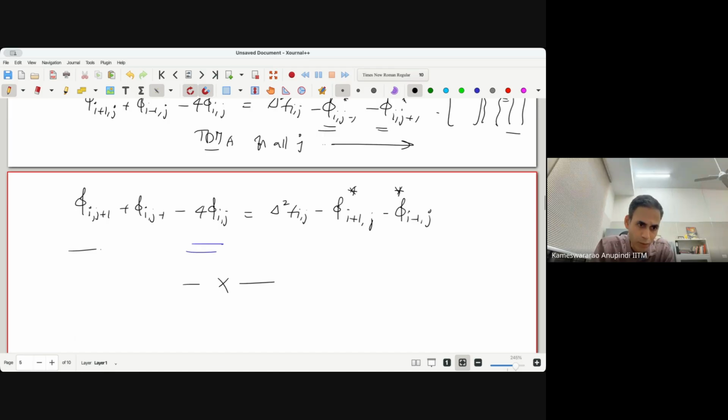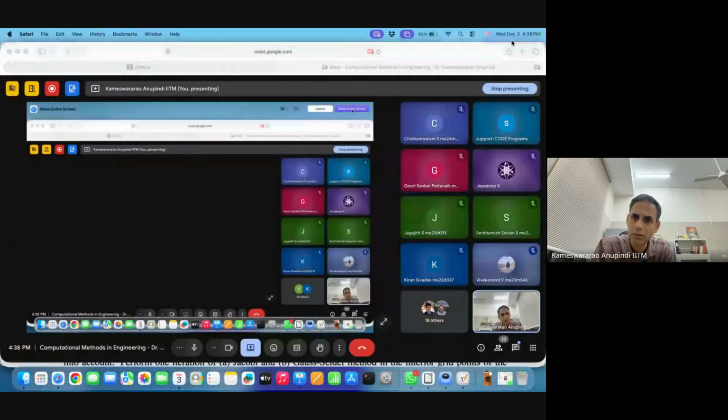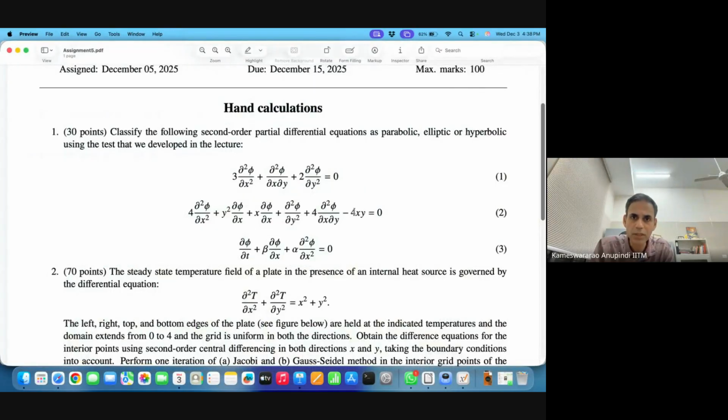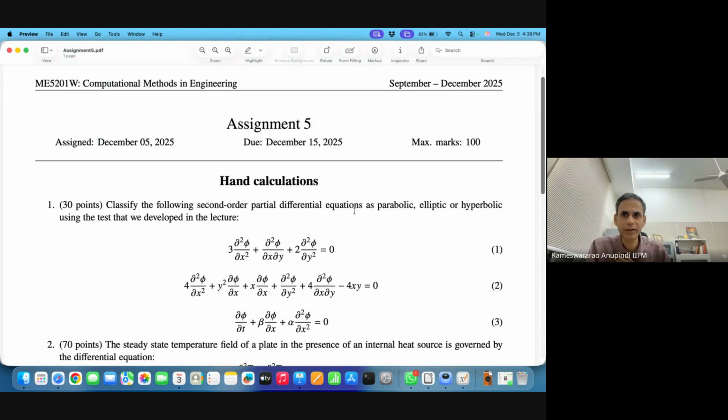But before we close, I want to quickly show you the next assignment as we discussed, which is coming up. Okay, let me just share the screen. Okay, do you see assignment 5 here?